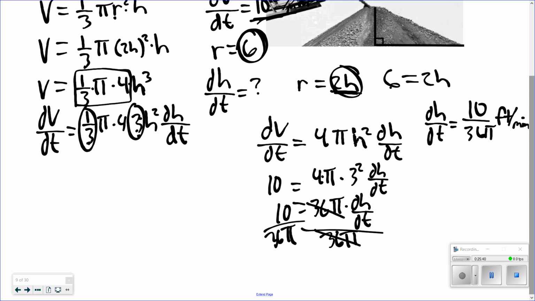Now we're going to write a sentence describing that answer. So my sentence would be as simple as, when the radius is 6 feet, the height of the pile is increasing at a rate of 10 over 36 pi feet per minute. Okay, and that would be your answer that comes there.